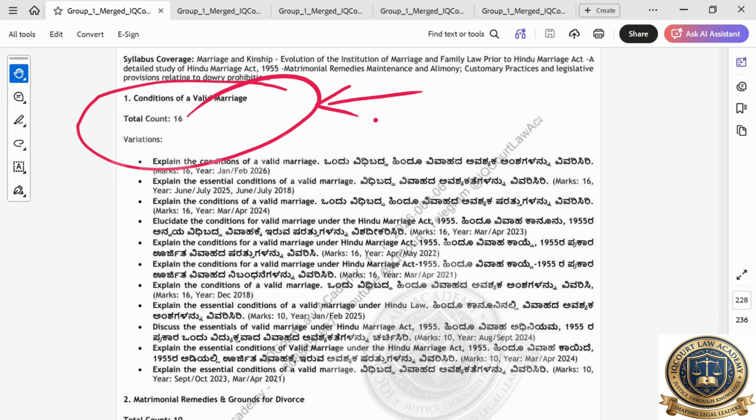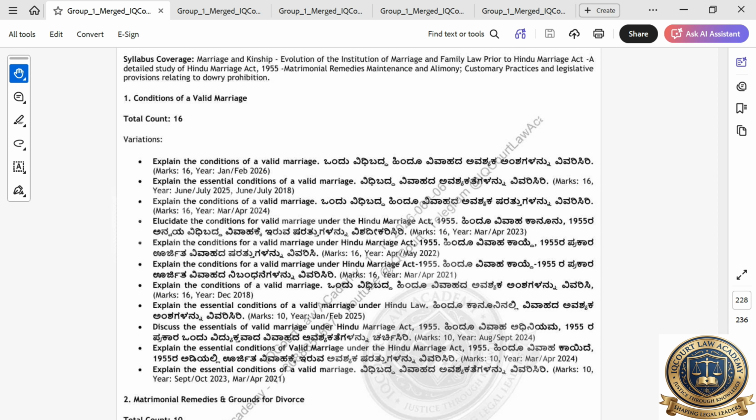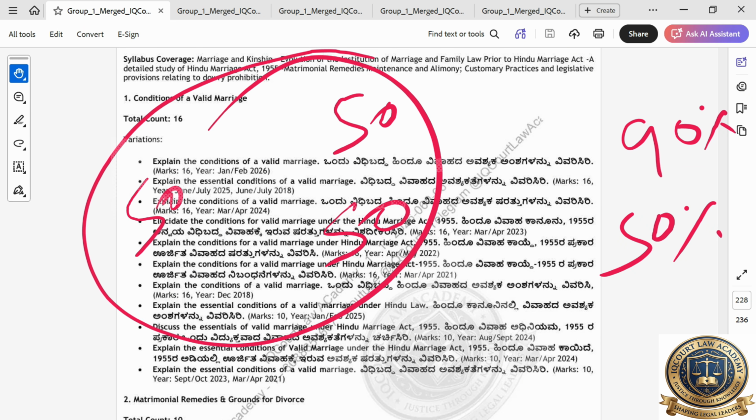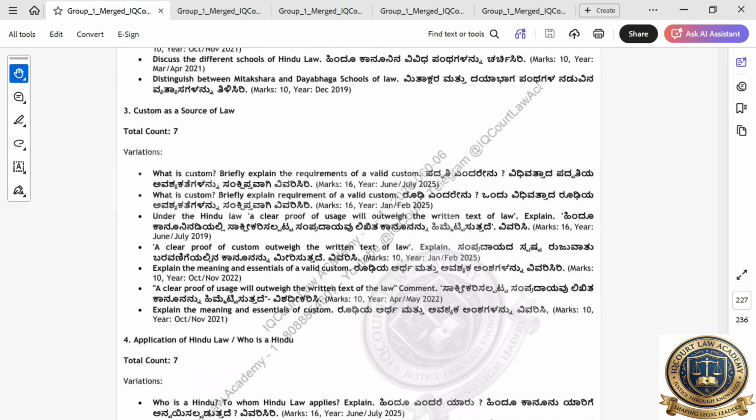Condition of a valid marriage. Without worrying about the syllabus, we will just concentrate on important questions, 90% probability and 50% probability questions. There are so many questions. Your college will give some 50, your friends will give 50, Telegram will give 50. Like that we will get 100 and 200 questions. We are least bothered about them. We are concentrating only on the questions which come in the exam.